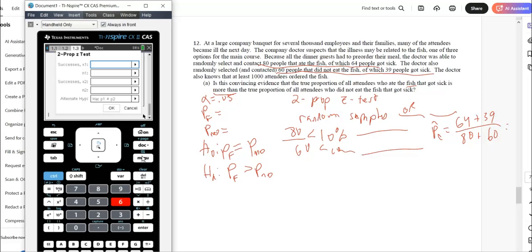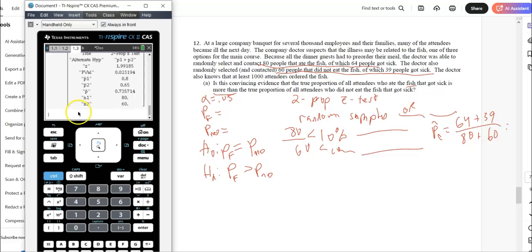X1 was 64 out of 80. And X2 was 39 out of 60. And we think the alternate is greater than here. So by the way, this p hat combined is going to be 0.736 here. If you look at the answer, this one is p hat combined. It's really nice to know that. Okay, so we're going to use that when we check the conditions.